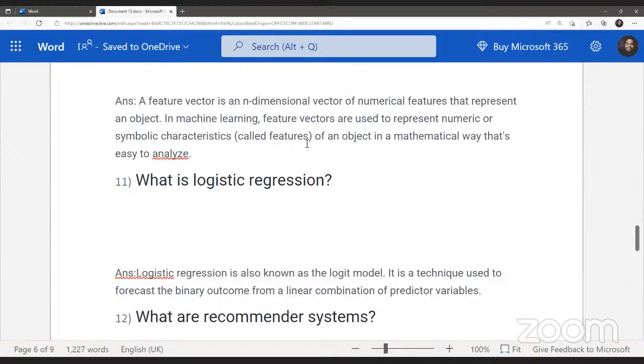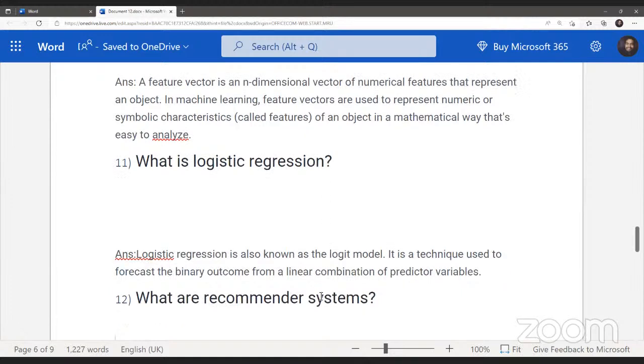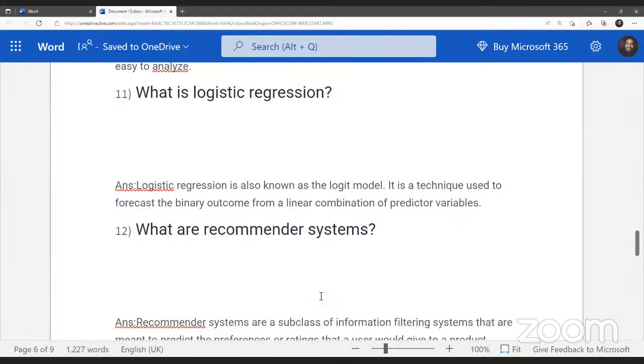So as we jump into the next question, what are recommendation systems? So if anyone knows the answer, try to ping me in the chat box and we'll discuss the answer within a minute.